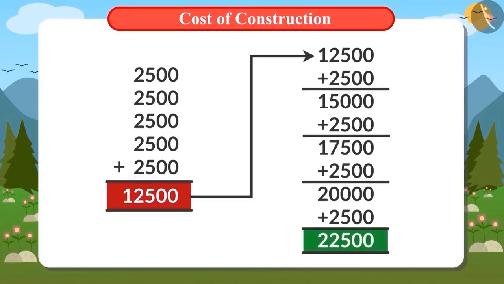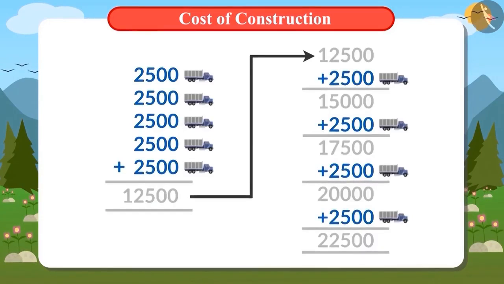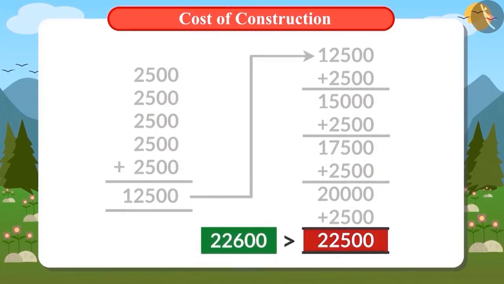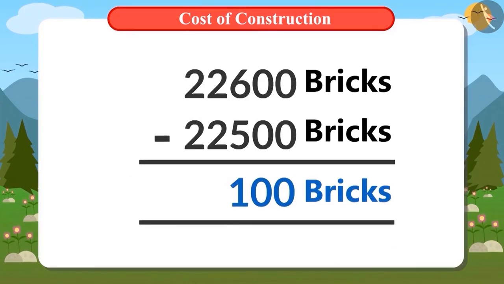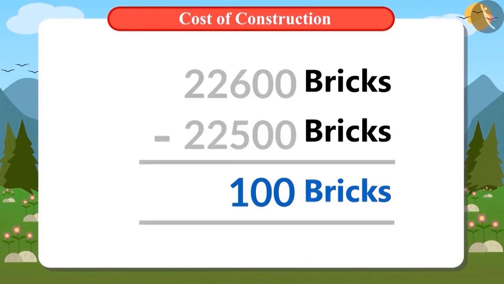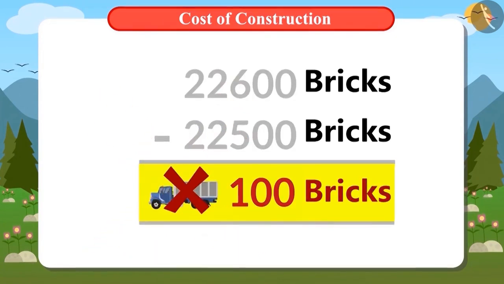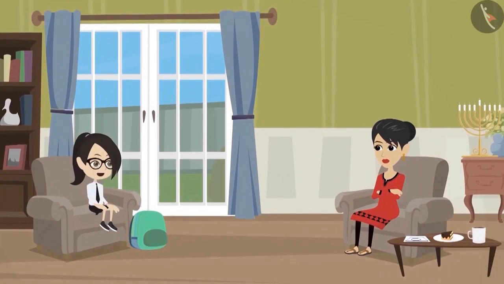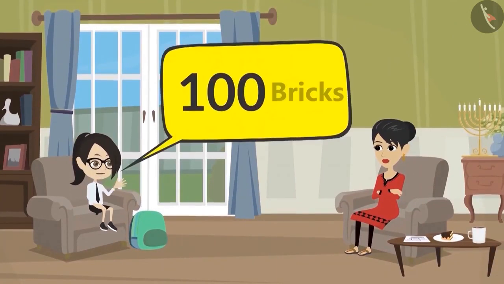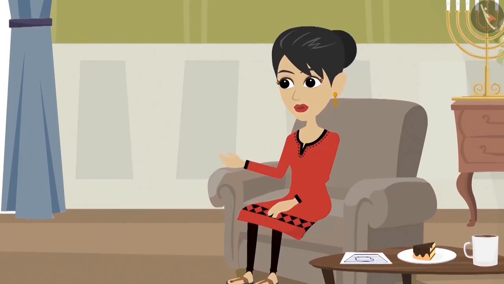And on adding for the 9th time, the answer we get is 22,500. Even after ordering 9 trucks, the bricks are coming down to 22,500. But now we are falling short of 100 bricks. The whole truck will not be called for just 100 bricks. Then how will we buy the remaining 100 bricks? I will ask Mummy. Mummy, even if we purchase 9 trucks of bricks, we still need 100 more bricks to be purchased in some other way.